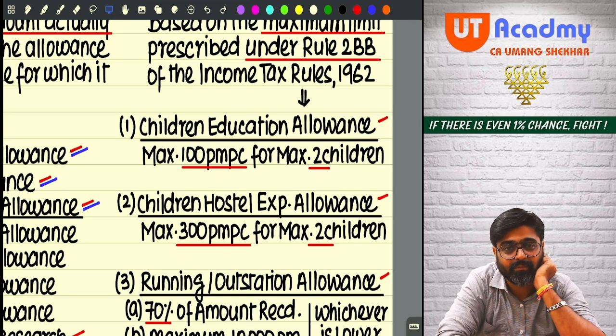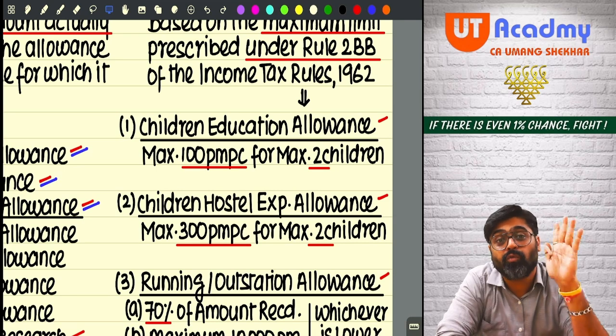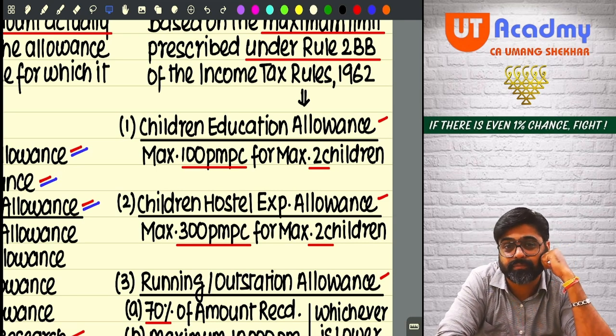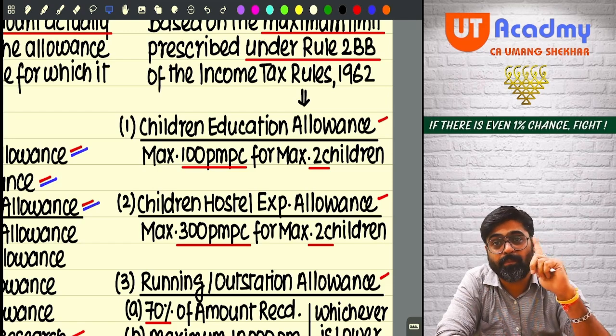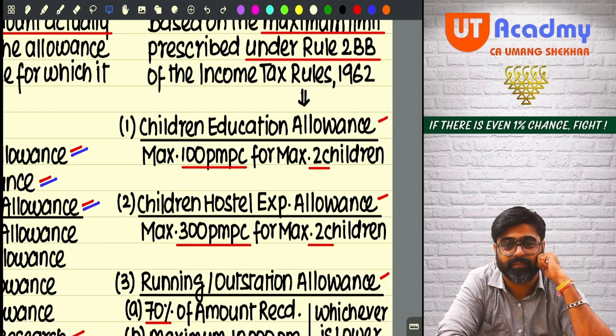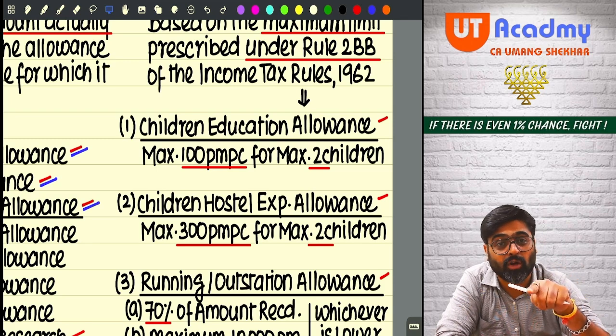Getting my point? But sometimes they might tell you 450 per month for three children. How much, Kaushik? 450 per month for three children. That means this 450 is not for each child.